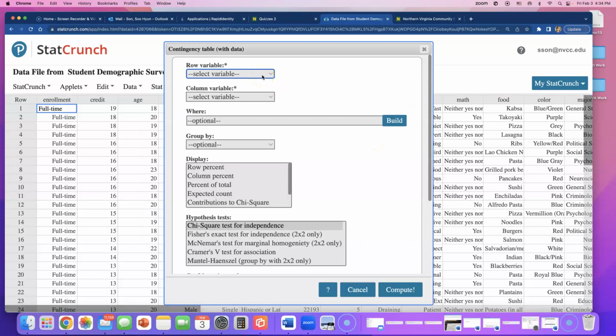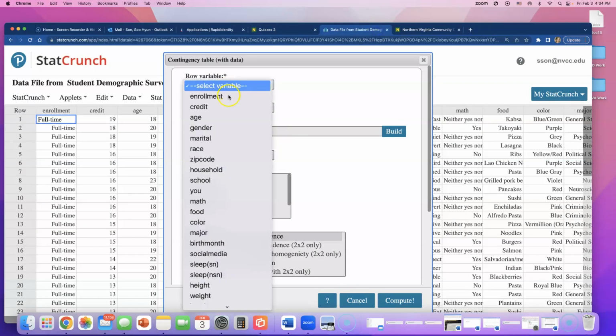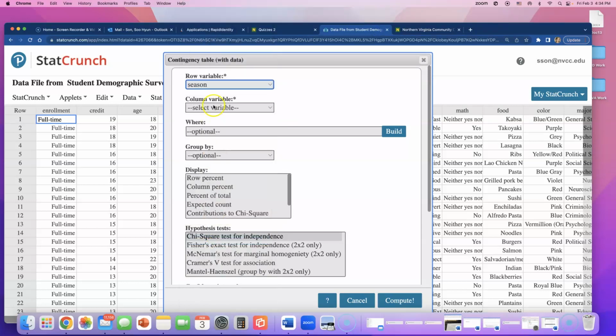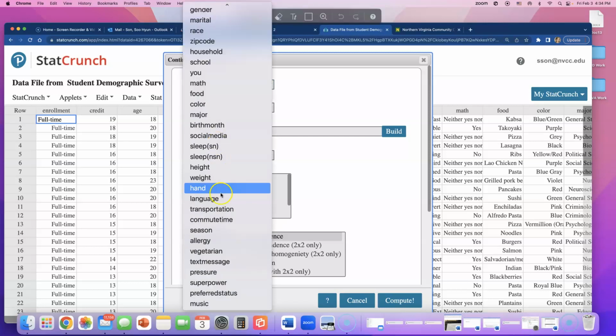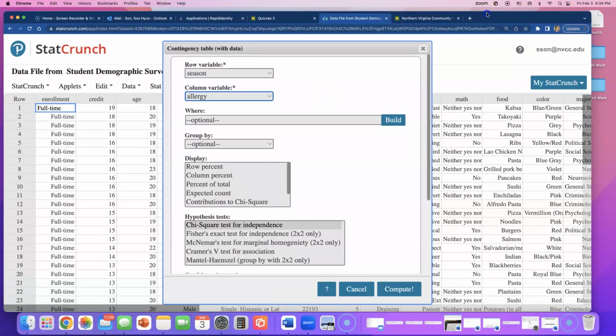Now for the row variable, let's see, what did I say? Click on season as row variable. I have to go down to find season. Now for the column variable, click on allergy. I asked you if you have allergy or you don't, so that was a yes or no question, right? And that's all you have to do. Once you select your row variable as season, column variable as allergy, click on Compute.